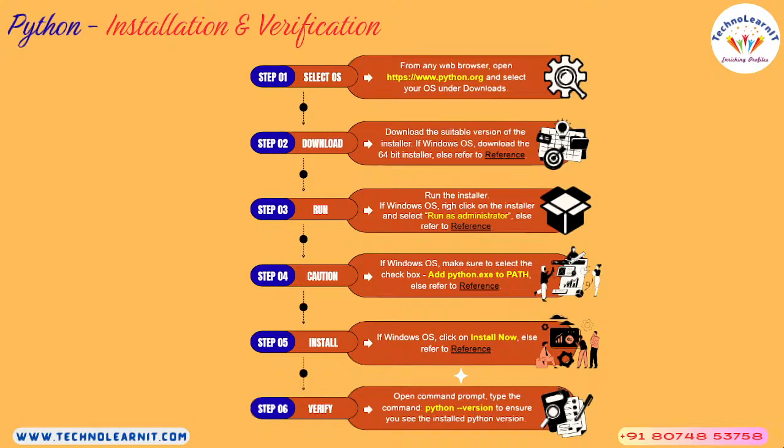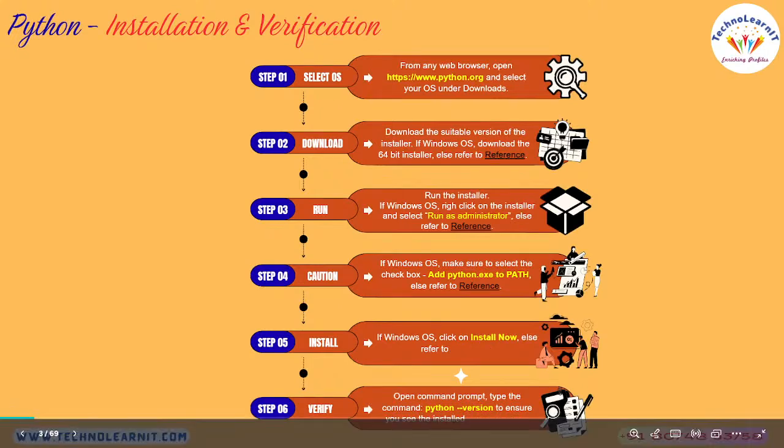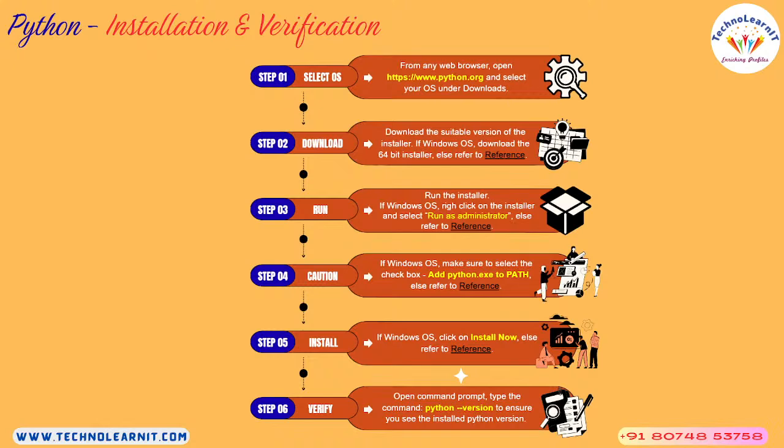So the software has to be compatible with the operating system that you are using. If you are on Windows, make sure you download the software for the Windows operating system. If you are on a different operating system, please install the Python software that is compatible with that operating system. Right? So in step 2, download the suitable version of the installer. If it is Windows OS, download the 64-bit installer. Hope you have downloaded the software.